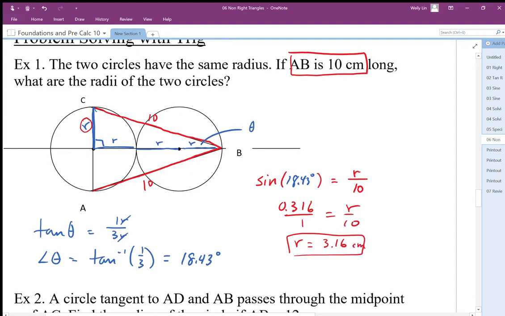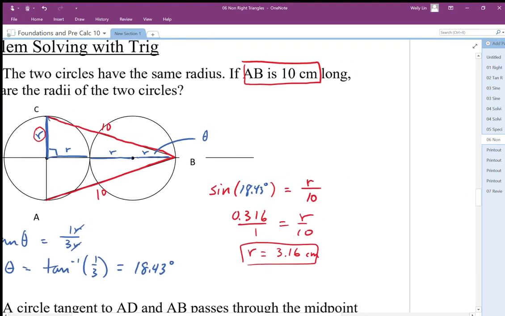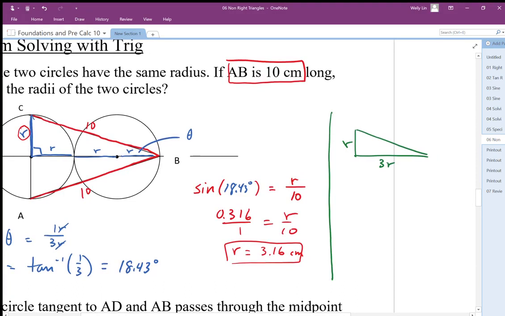Now I'm just going to show you quickly an alternative to this. This is a completely different solution that doesn't involve trig. I have R, 3R, and this is 10. What I'm going to do is express that length in terms of R, and then solve for R. If I use Pythagoras here, I get R squared plus 9R squared, which is just 3R all squared. Make sure you put it into brackets because we need to square that whole thing.